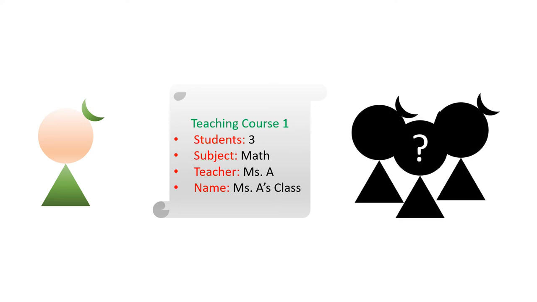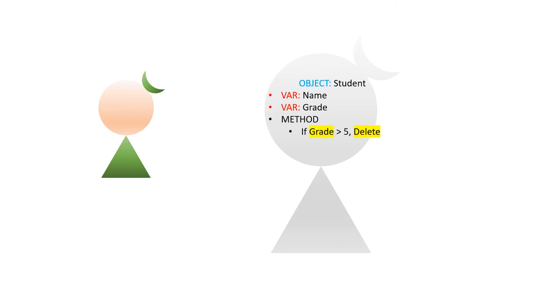Of course, now that she has this instantiated class, she needs to figure out what students to put in there. So she decides that she needs to create a blueprint for what student object needs to go into this class. The object is, of course, a student. It contains a variable of name, a variable of what grade the student is in, and it creates a method which states that if the grade is larger than 5, then the student should no longer exist.